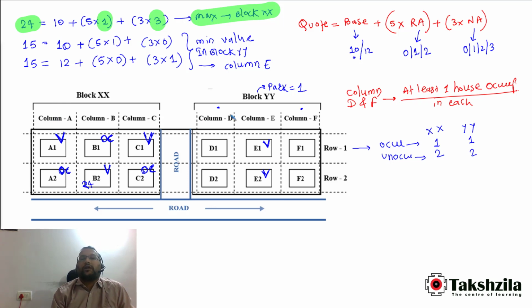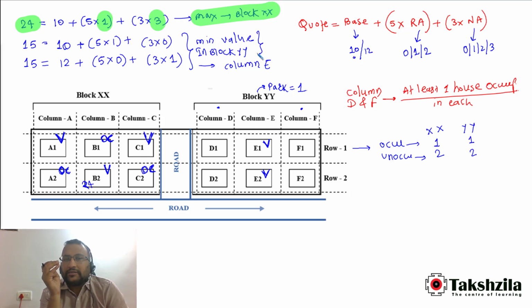Now we need to check the data of block YY. In block YY, there is only one house with parking. In column D, at least one house is occupied. In column F, at least one house is occupied. And the minimum value of a house in block YY is 15 lakh, and that is going to be in column E. So in column E, 15 is equal to 10 plus 5 into 1 plus 3 into 0. It means the road adjacency is 1, so that has to be E2.